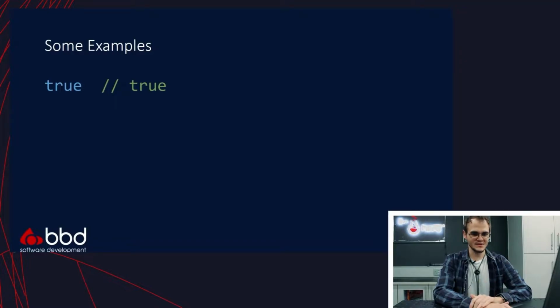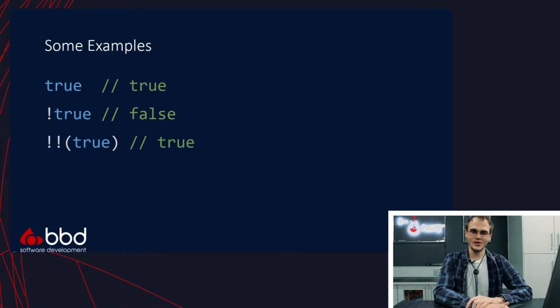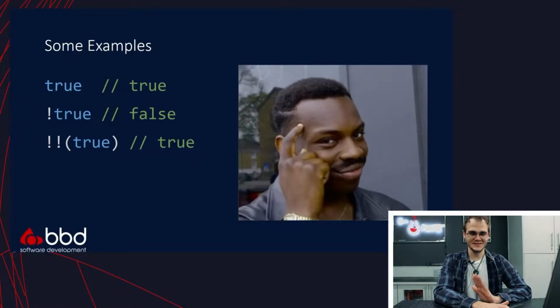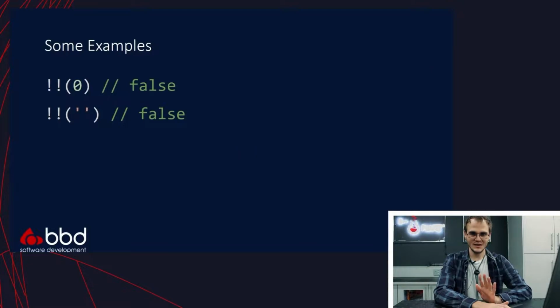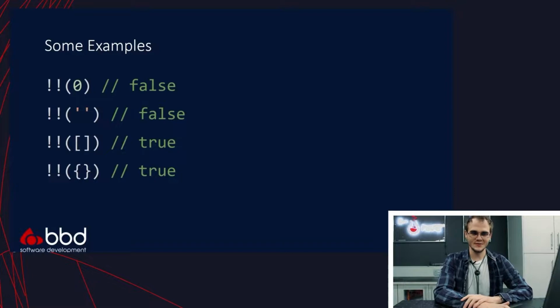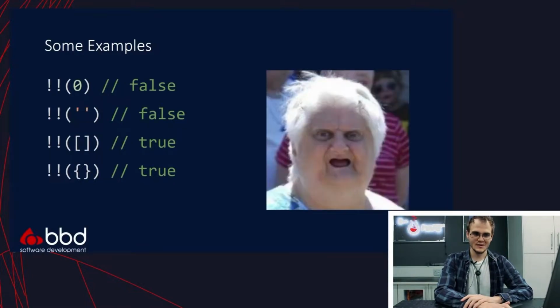Let's go back to some basics. So we know true is true. We also know not true is false. And we also know that not not true is true again. It's starting to make a bit of sense. Let's take it up a notch. We have not of 0 is true. Not of an empty array is false, not of an empty string is true. But not of an empty array and not of an empty object are false. Huh?